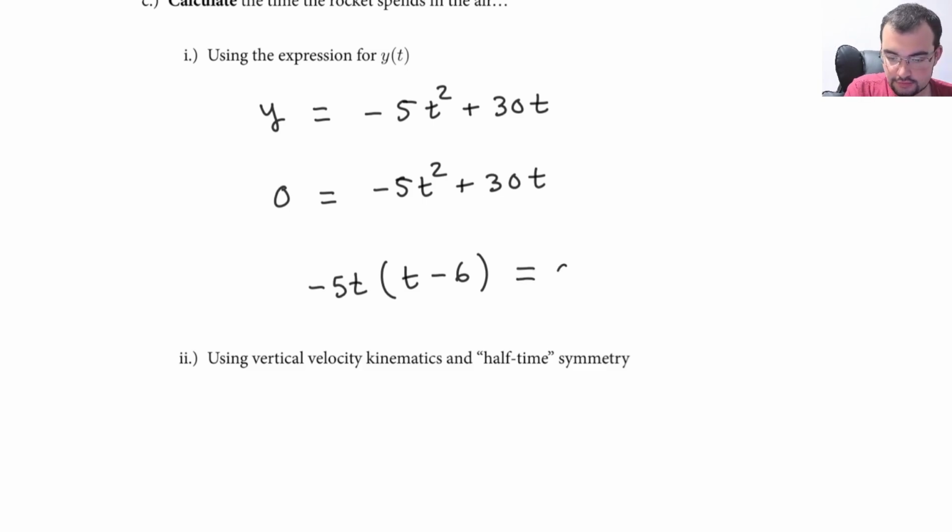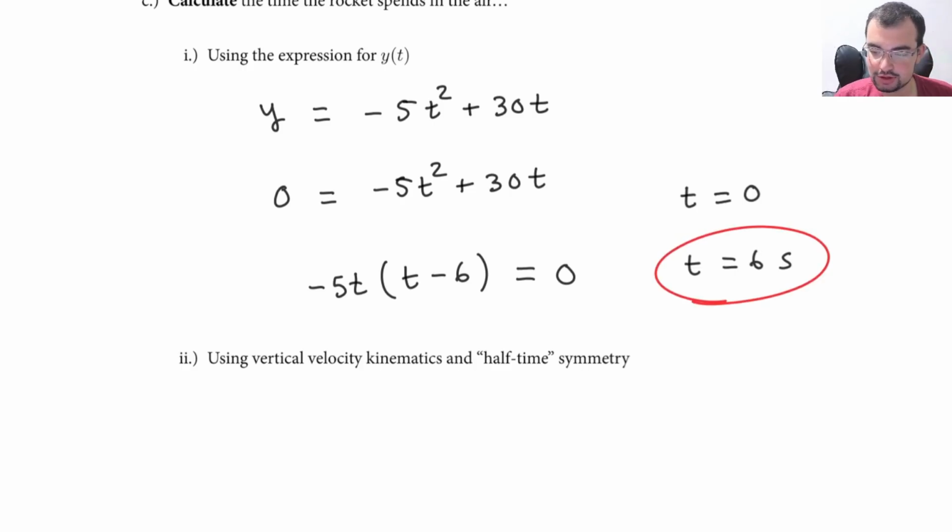So when does the rocket hit the ground? Well, the rocket's on the ground when 5t is equal to 0, so that means t is 0. Okay, that's pretty obvious. That doesn't tell me anything. But the rocket also hits the ground when t minus 6 is 0, so t equals 6 seconds. There's nothing wrong with the t equals 0 solution. It is valid. It's just not the one that we're interested in.